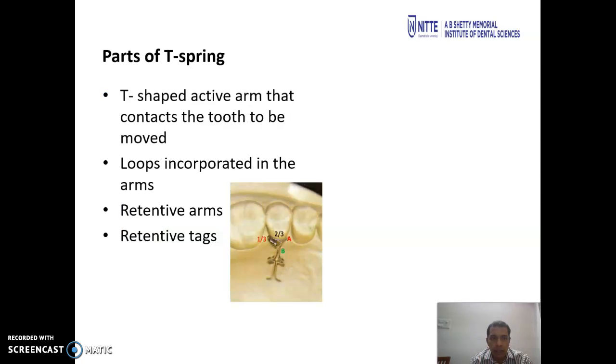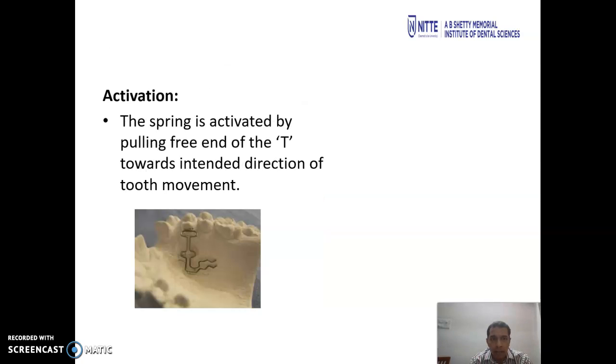Parts of a T spring: it has two loops incorporated in the arms, retentive arms and the retentive tag. The spring is activated by pulling the free end of the spring towards the intended direction of tooth movement.